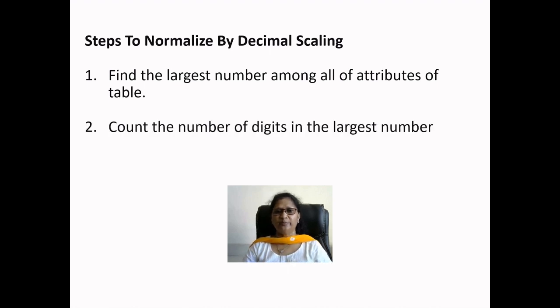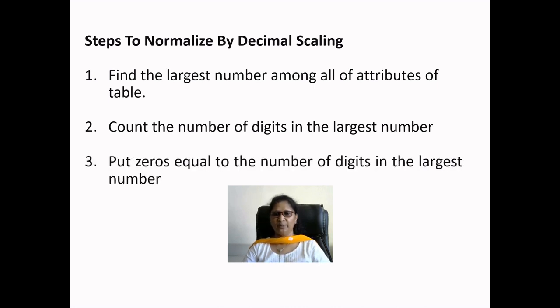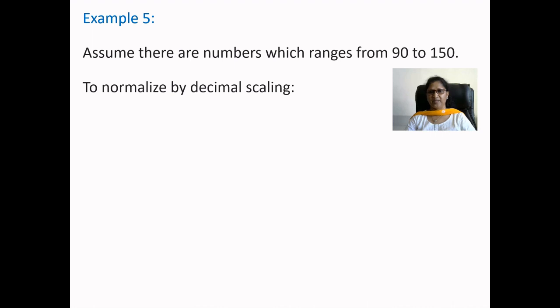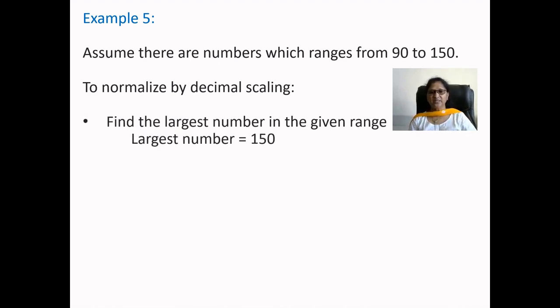First of all, we are going to find the largest number among all attributes in the given table. Then we are going to count number of digits in the largest number. This is going to help us to compute J. And then we are going to put zeros equal to number of digits in the largest number. So let's look at one example. We are given numbers that range from 90 to 150. And now we are going to compute a new range for this 90 to 150 by using a decimal scale.